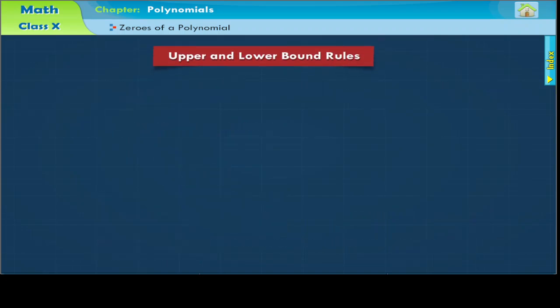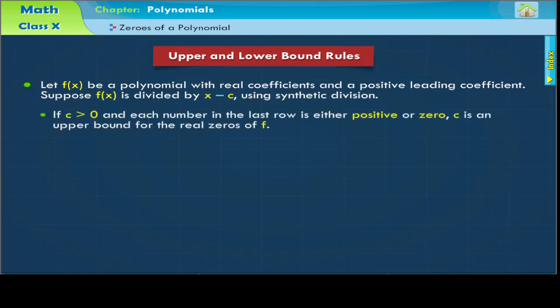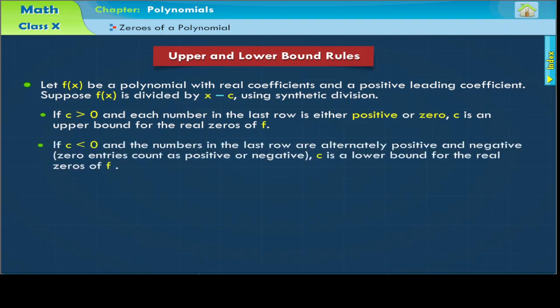Upper and lower bound rules. Let f of x be a polynomial with real coefficients and a positive leading coefficient. Suppose f of x is divided by x minus c using synthetic division. If c is greater than 0 and each number in the last row is either positive or 0, c is an upper bound for the real zeros of f. If c is less than 0 and the numbers in the last row are alternately positive and negative, 0 entries count as positive or negative, c is a lower bound for the real zeros of f.